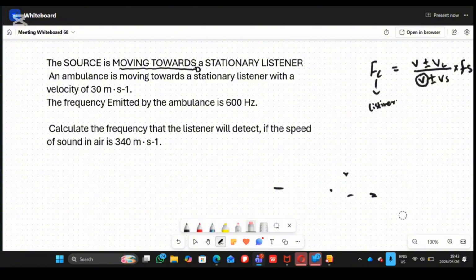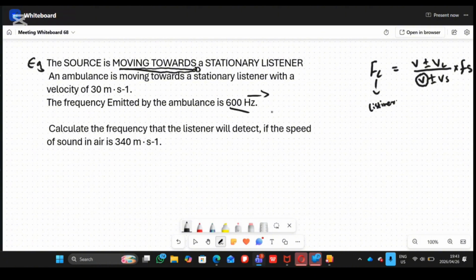All right, so let's try this example. The sound source is moving towards a stationary listener. This is a scenario for moving towards. For example, an ambulance is moving towards a stationary listener. The ambulance is moving with a velocity of 30 meters per second, right? Then the frequency emitted by the ambulance is 600 hertz. This is the frequency for the sound source.